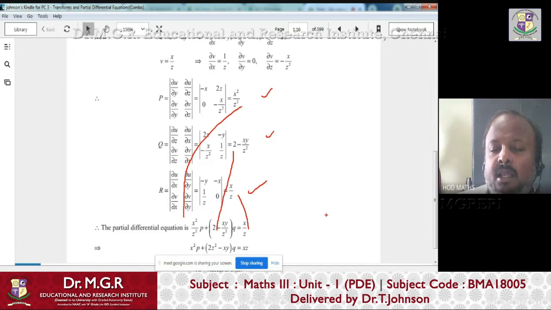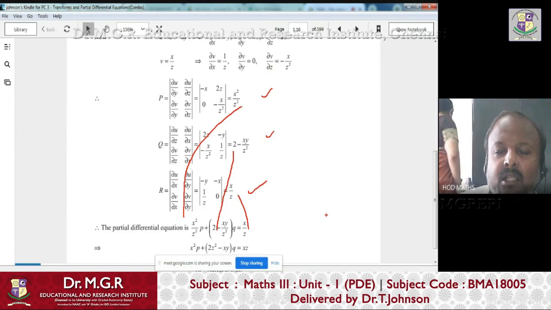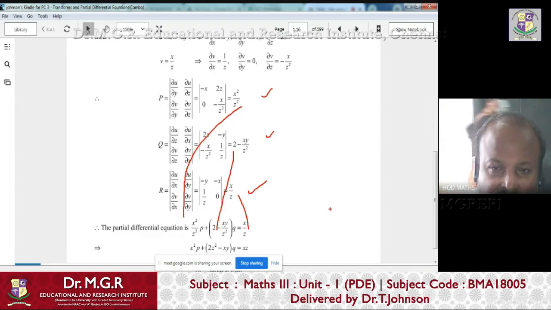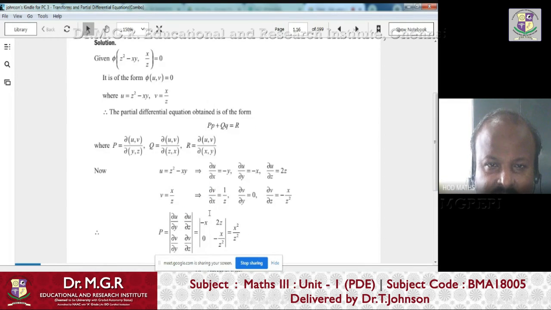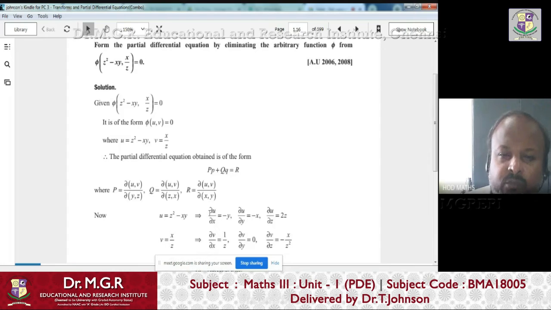So in this way, here it is not of the form z equals some function of x. It is one arbitrary function that contains more than one argument, right? z square minus xy is one argument, and x by z is another argument. So they use the idea u equals z square minus xy and v equals x by z, where u and v are two functions of x, y, and z.